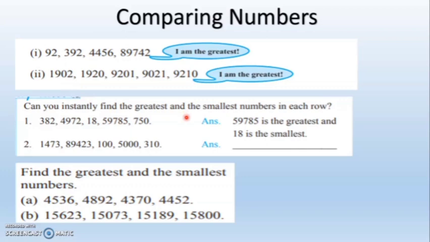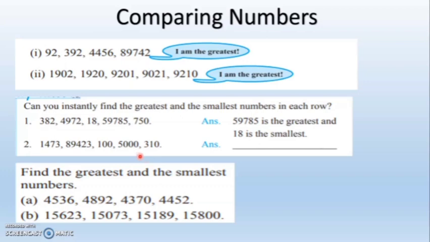Can you instantly find the greatest and smallest numbers in each row? Let's see. See the set of numbers. You can instantly say that 18 is the smallest, whereas 59,785 is the greatest. This number is greatest. Why? Because this number is having 5 digits, whereas no other number is having 5 digits, and 18 is having just 2 digits.